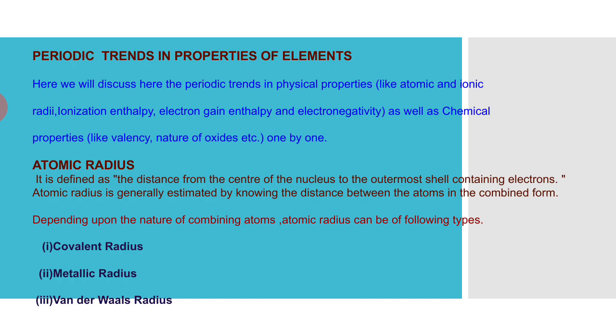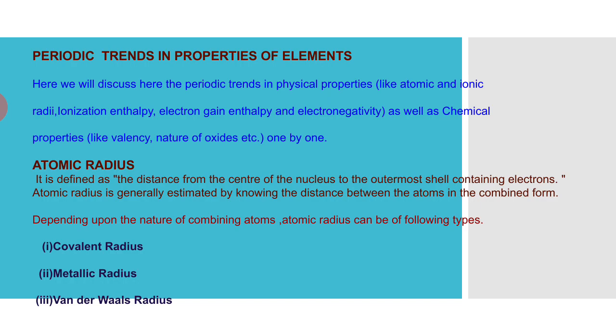Next topic: periodic trends in properties of elements. Here we will discuss the periodic trends in physical properties like atomic and ionic radii, ionization enthalpy, electron gain enthalpy, and electronegativity, as well as chemical properties like valency, nature of oxides, etc., one by one. First, atomic radius.